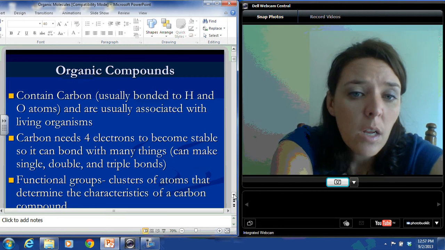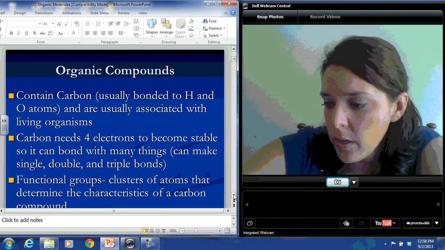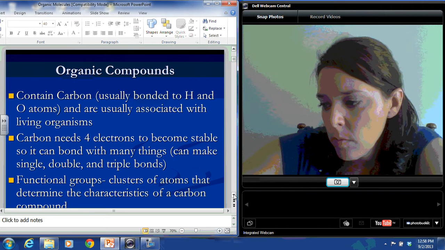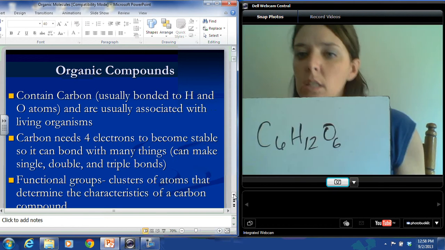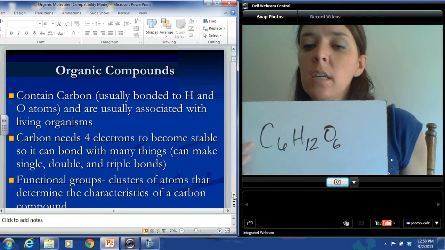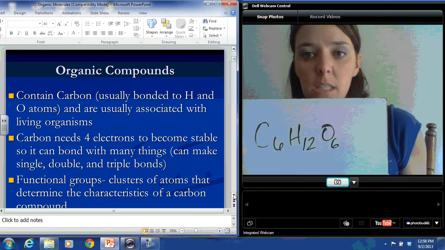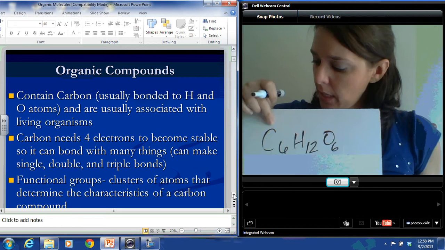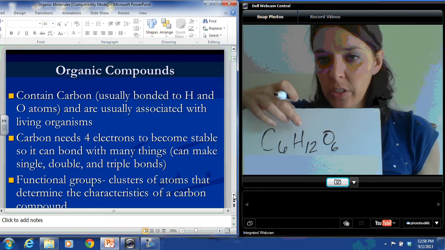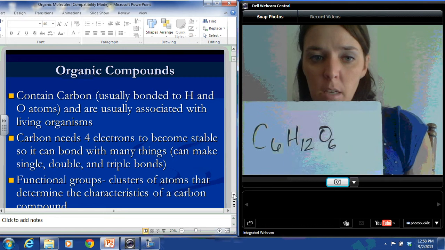Okay, so for example, I'm going to write one on my board that I have here. Okay, so this is glucose. I think you guys are all familiar with it. It is a sugar. We eat it, right? So glucose is considered to be organic. It has the carbon. You can see here it has the carbon, and it's usually associated with hydrogen and oxygen, and so it's considered to be organic.